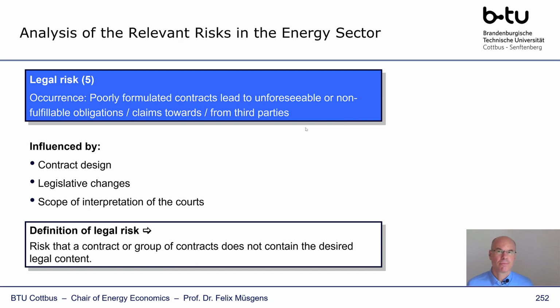Legal risk, occurrence: poorly formulated contracts lead to unforeseeable or non-fulfillable obligations, claims towards or from third parties. Typically, you have signed a contract believing it specifies a deal you would like to stick to. However, your counterparty had a different understanding of what the contract implies. And then at some point they tell you, look, we interpret this contract differently from you. We, for example, believe we can get out of it if it's unfavorable. And then you may face legal risk.